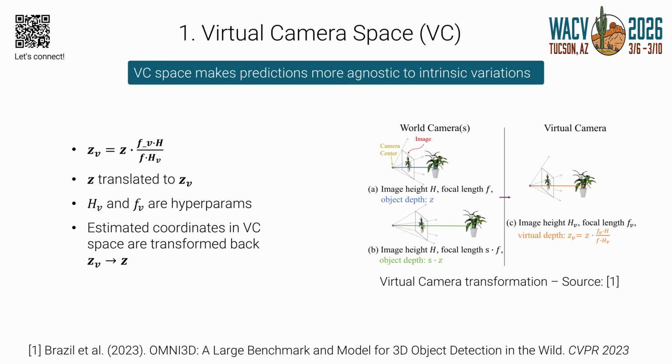The idea is simple. We normalize depth by the focal length and image resolution. So every dataset effectively looks like it came from the same standardized camera. This makes depth predictions more camera agnostic. And as a nice bonus, this normalization also unlocks depth augmentations during training. We can scale images as if the camera moved closer or farther.